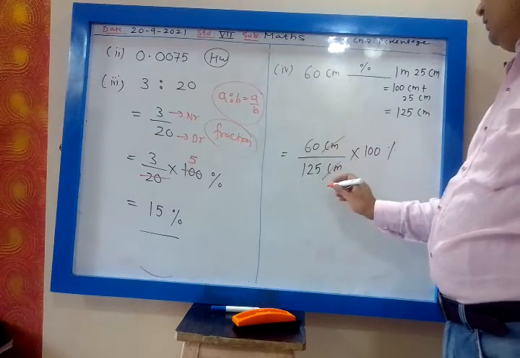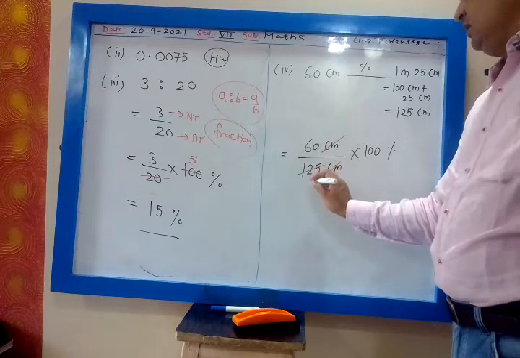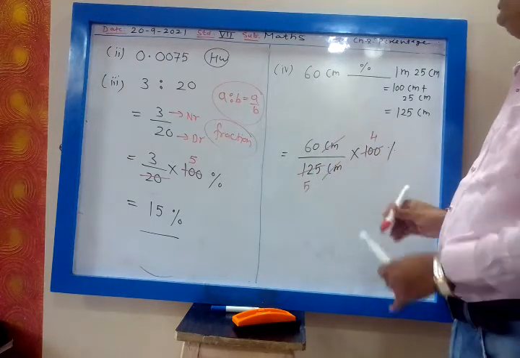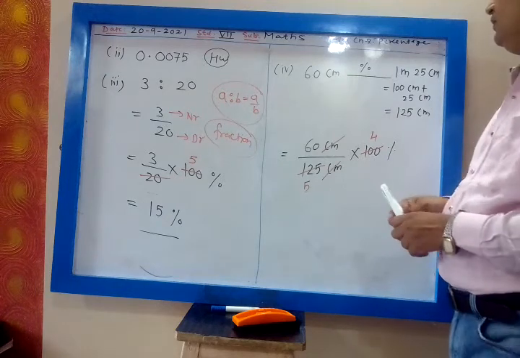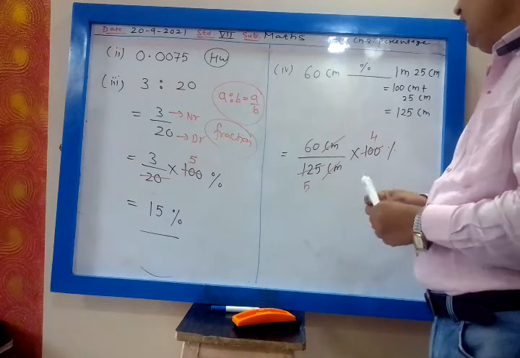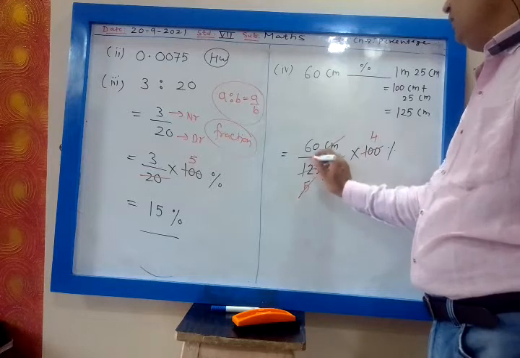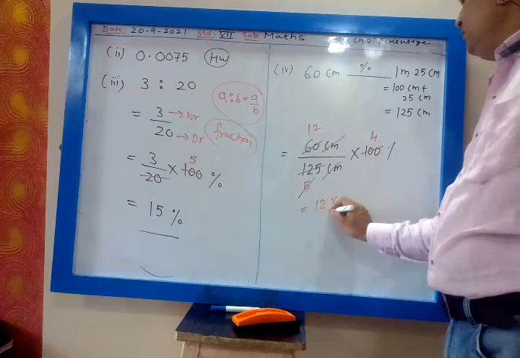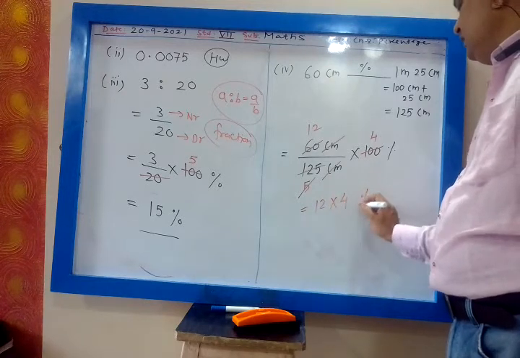Then 125. 25 5s are 125. You can cancel 25. 25 4s are 100. Then 5 12s are 60. So the answer is 12 into 4%. That is 48%.